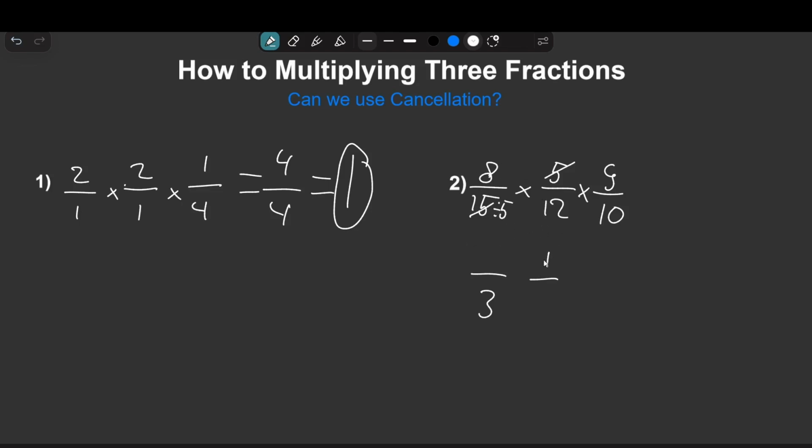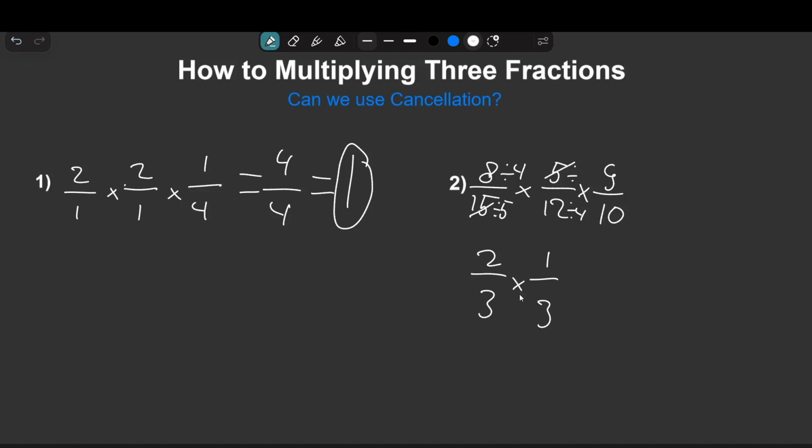So let's go over to the 8 and 12. 8 and 12 have a common factor of 4. So, we're going to divide these two by 4. So 8 divided by 4 and 12 divided by 4. 8 divided by 4 will be 2. And 12 divided by 4 equals 3. So this will be our final fractions of the first two, 2/3 and 1/3.